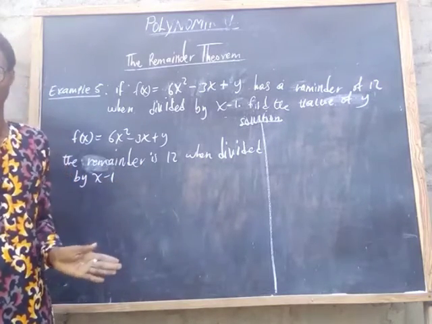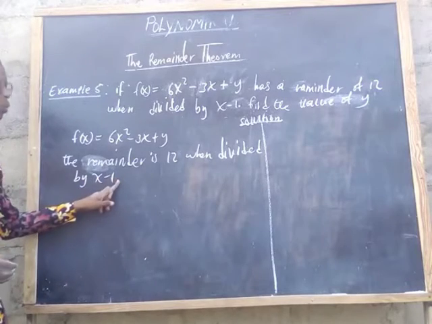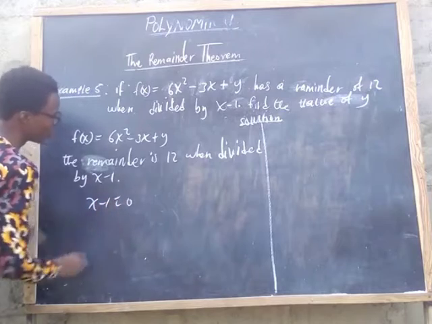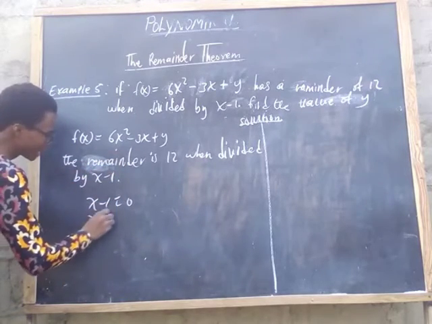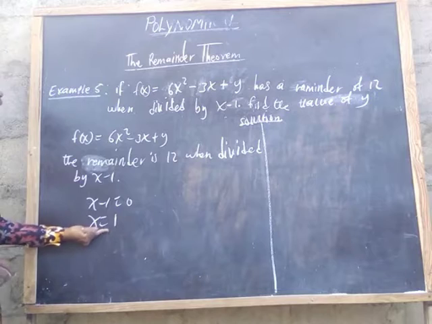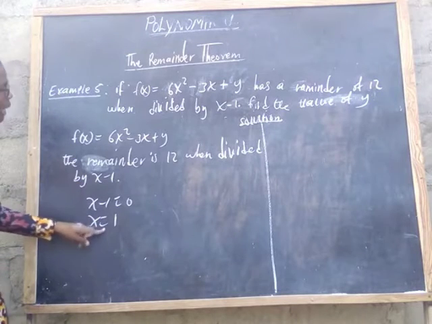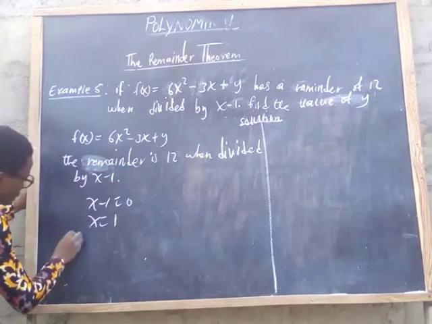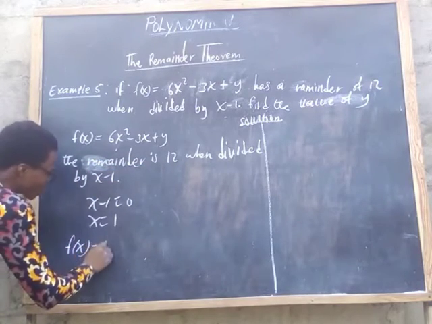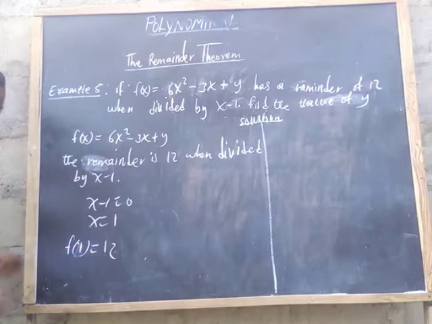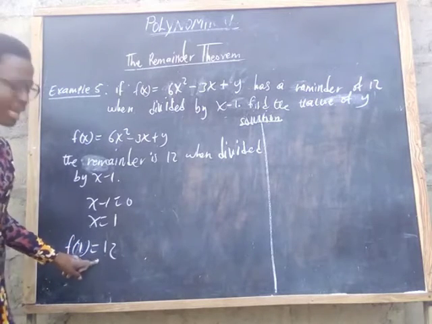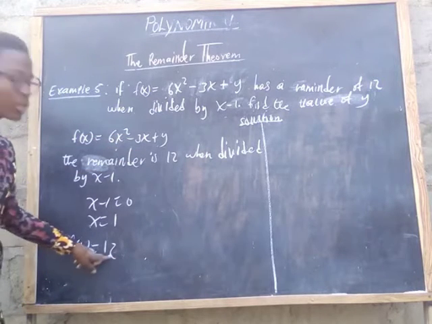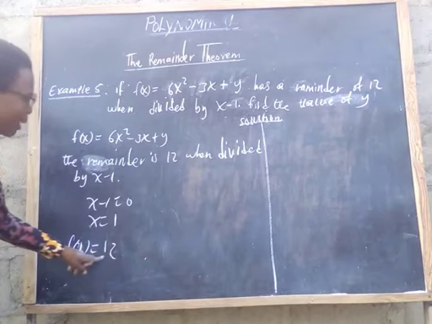Here they have already given you the remainder. Remember, first of all, let's equate this to 0, just the same step. So x minus 1 equals 0. What are we going to do? Transpose. So x equals 1. Now, if you substitute this value into this equation, they say the remainder is 12. So f of 1 equals 12. Do you see? f of 1 equals 12. So when you substitute this value, the remainder is 12. That's why they gave it.